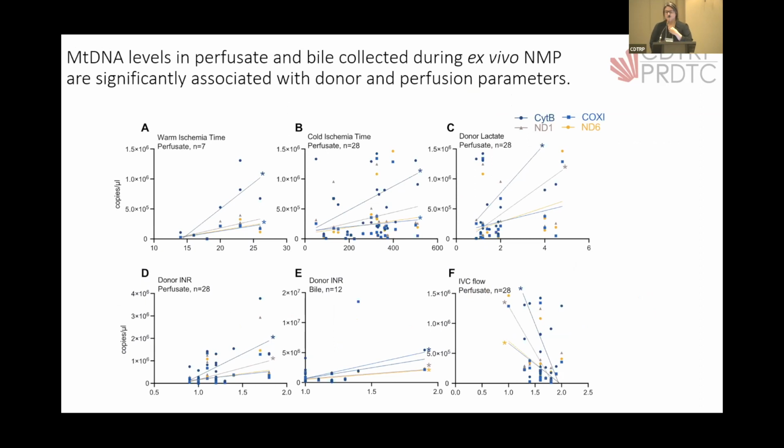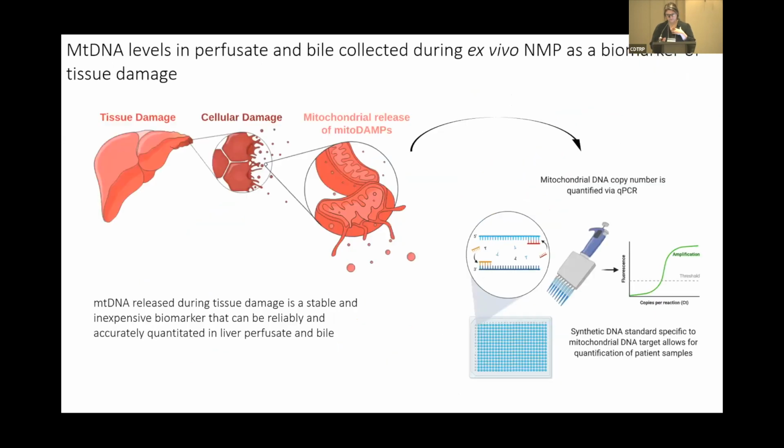So then finally, we asked if this was correlated with any of the clinical parameters that we had, and we saw significant correlation. So higher DAMPs indicating more cell death with warm ischemia time, unsurprisingly, cold ischemia time, donor lactate, donor INR, and we actually saw a negative correlation with IVC outflow from the liver while in the perfusate apparatus.